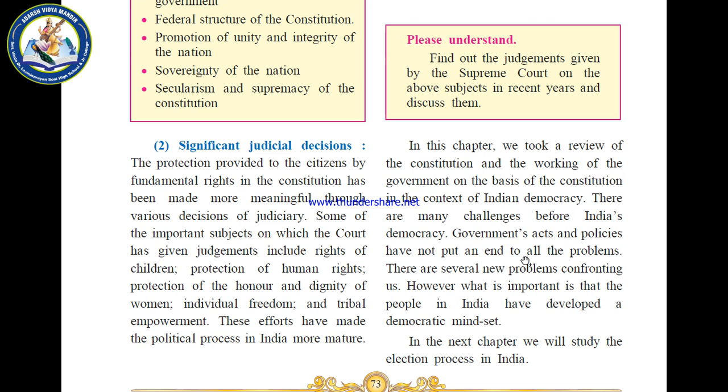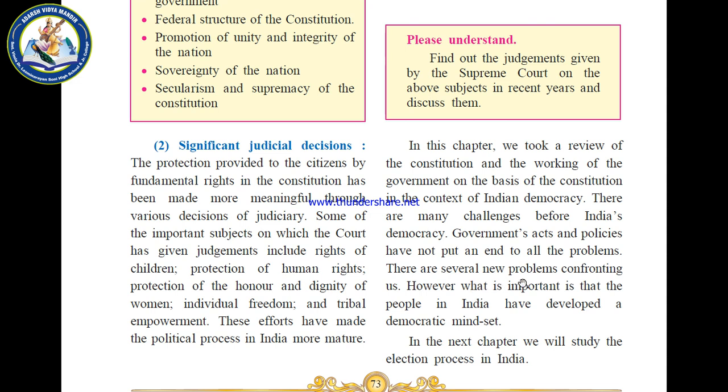There are many challenges before Indian democracy. It is not that Indian democracy does not have to face any challenge. There are a lot of challenges in our Indian democracy, just like the problem of terrorism is also there. Corruption is also there. Government's acts and policies have not put an end to all the problems. Some are resolved and other new ones also come and stand in front of us.